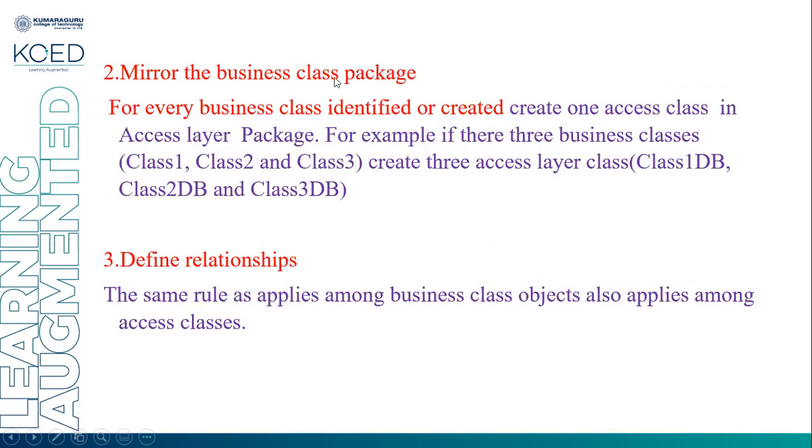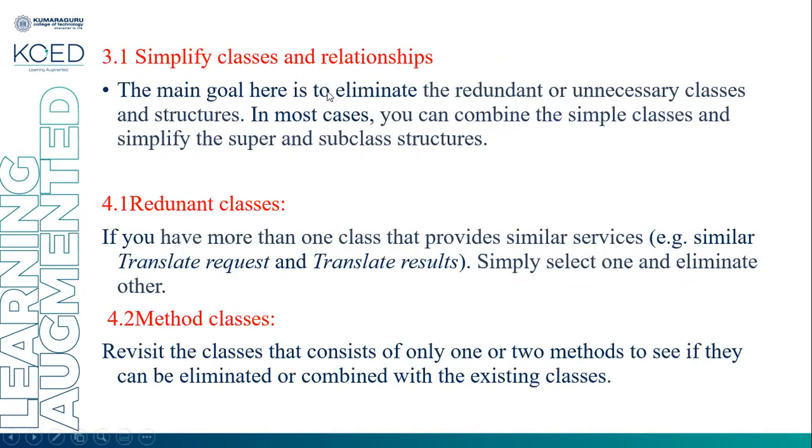Next step is mirror the business class package. For every business class package, we have to create classes in the access layer package. Define the relationships, applying the same rule of business classes among the access classes, and simplify the class relationship. That means you can combine the simple classes and simplify the super and subclass relationship.